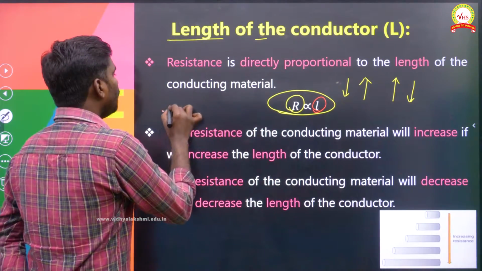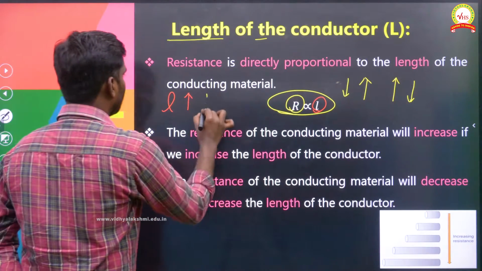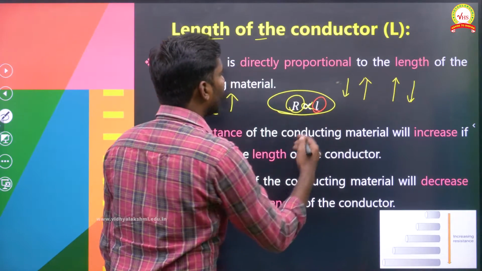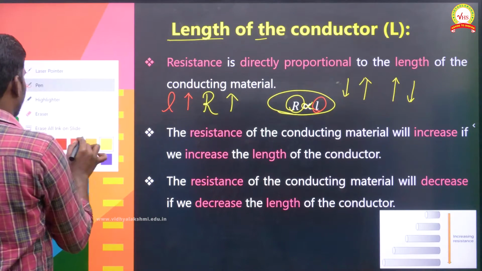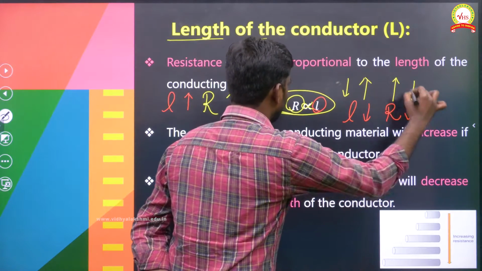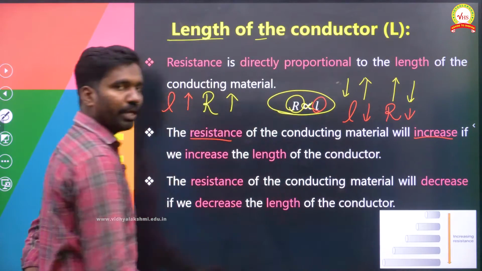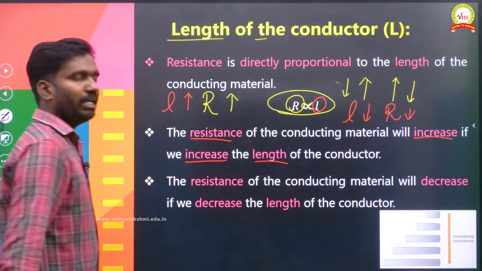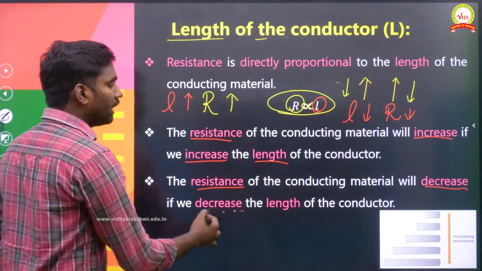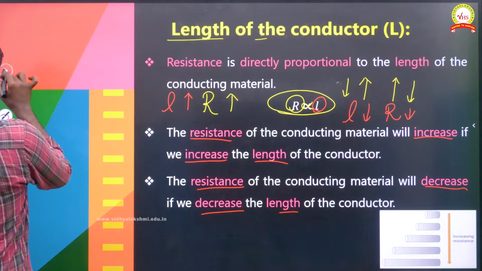If the length of the conducting material is increased, what will happen to the resistance? The resistance also will increase, because both are directly proportional to each other. If the length is decreased, the resistance also will decrease. So the resistance will increase if I am increasing the length, and likewise the resistance will decrease if we are decreasing the length. This is our first factor.